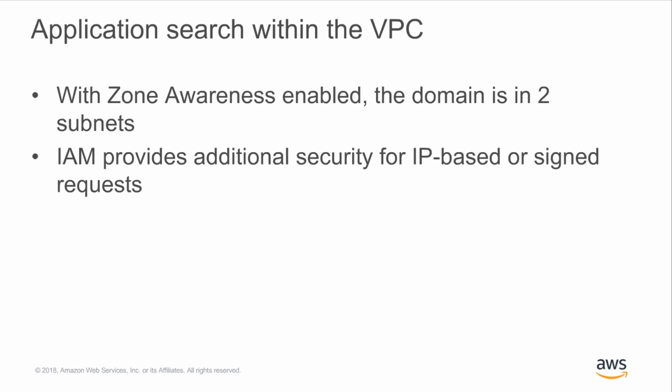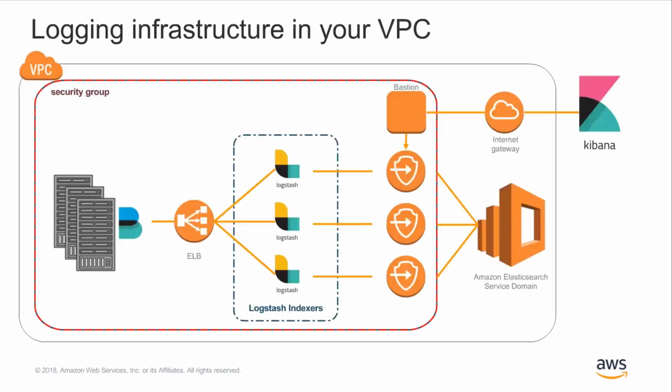Again, the zone awareness enabled puts me into 2 zones. IAM gives me security for signed requests if I want them. And then a final look at logging within the VPC.